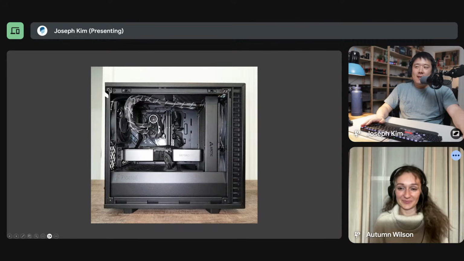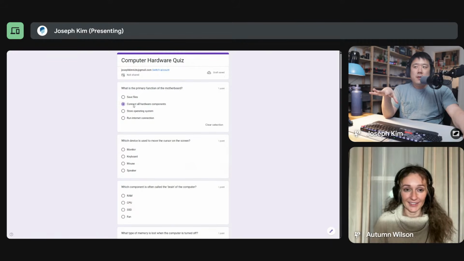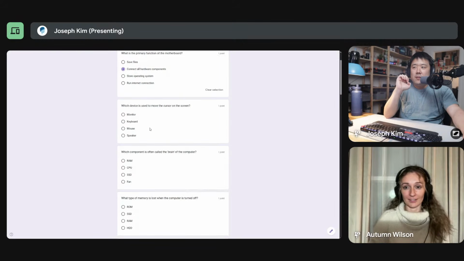The motherboard is this big thing, or I guess the little circuit board that is behind everything, and the CPU and graphics card and everything just connects to it. So I kind of gave you the answer there. It does not store an operating system, but it connects all the hardware, and that's what the motherboard is. But very good. Let's move on to the next.